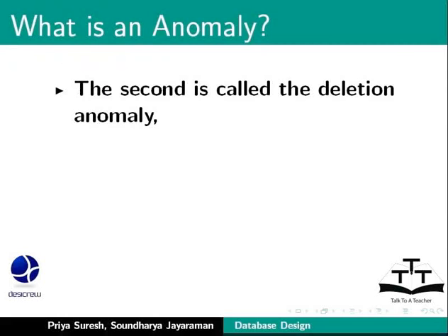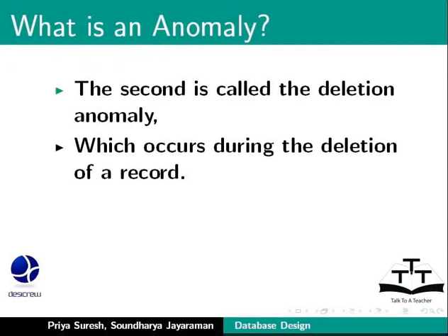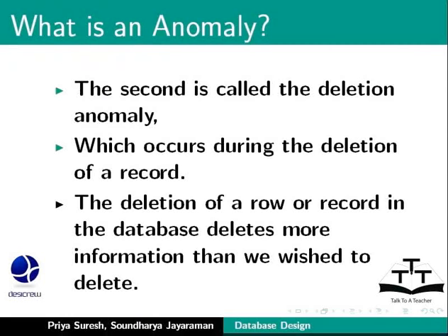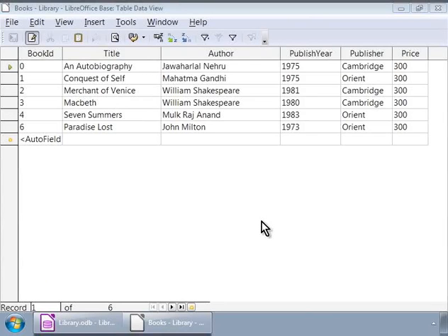The second is called the deletion anomaly, which occurs during the deletion of a record. Here, the deletion of a row or record in the database deletes more information than we wish to delete. For example, we see that the Orient publishers have only one book titled Paradise Lost in our library. Now, if we delete this entire record, then we lose all information on Orient publishers. And we lose information about the author John Milton as well.